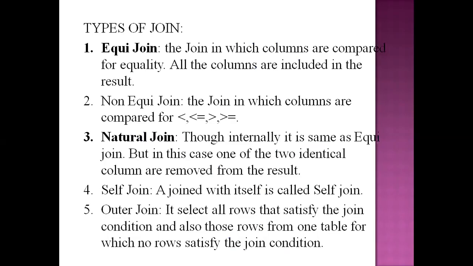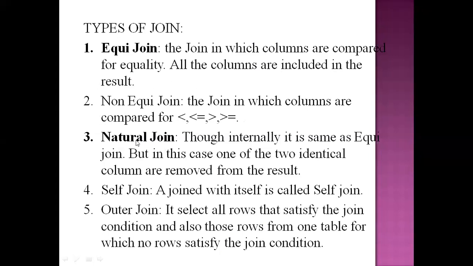So there are some types of join we'll explain here. First, equijoin. What is equijoin? The join in which two columns are compared for equality. These are compared for equality, as in the previous example we have done. All the columns are included in the result. So that is called equijoin. Another is the non-equijoin. The join in which columns are compared for less than or equal, greater than or equal. These can be compared. That is called non-equijoin.